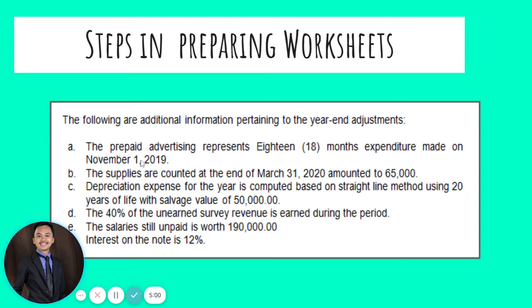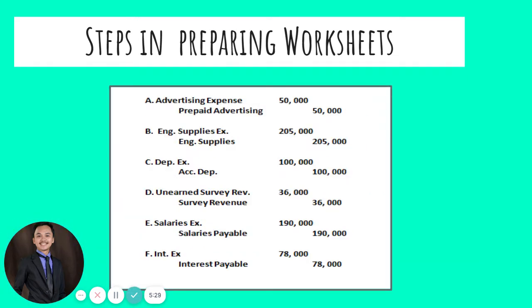We have letter A, the prepaid advertising, which represents 18 months expenditure made on November 1, 2019. For your convenience, I have also prepared the adjusting journal entries for this adjustment. So you simply adjust that: debit advertising expense for 50,000, credit prepaid advertising for 50,000.